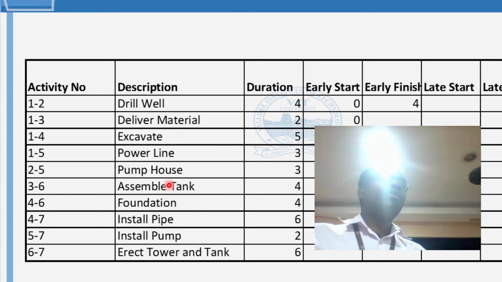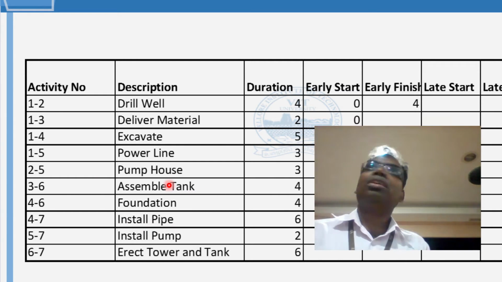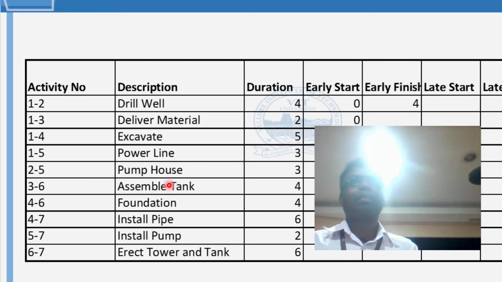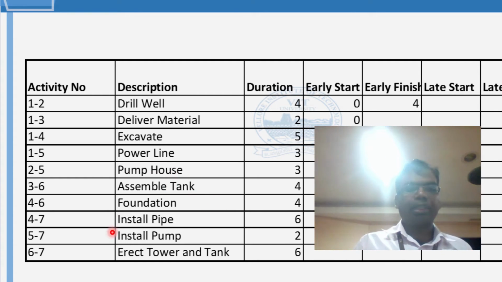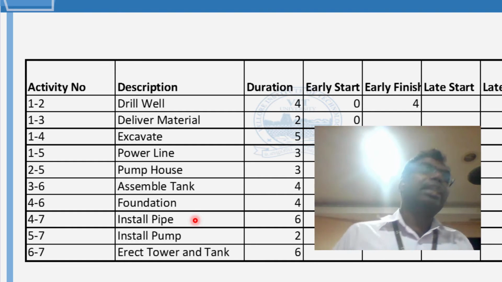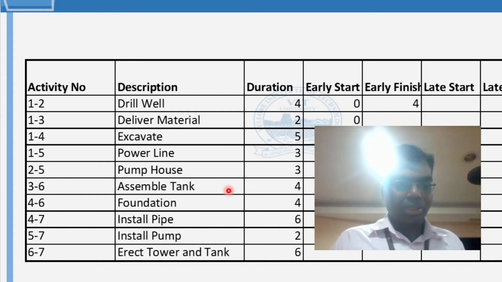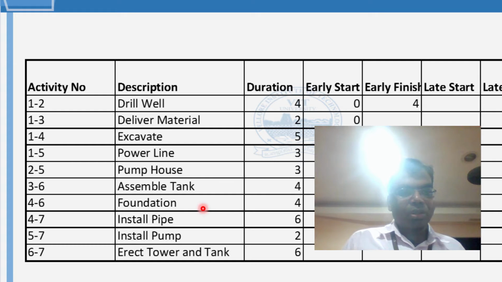Then suppose you have to have a small tank near there, you can just put it into place, like maybe it's a prefabricated tank, you bring it and assemble it in place. Lay the foundation for it. Excavation is done, then only you can do the foundation. So on and so forth.